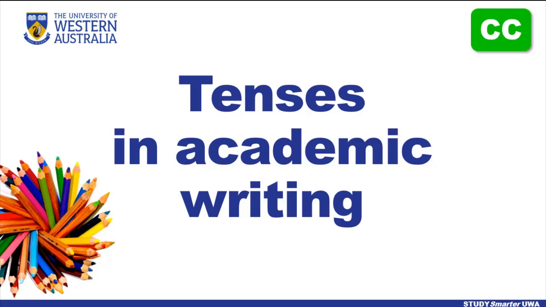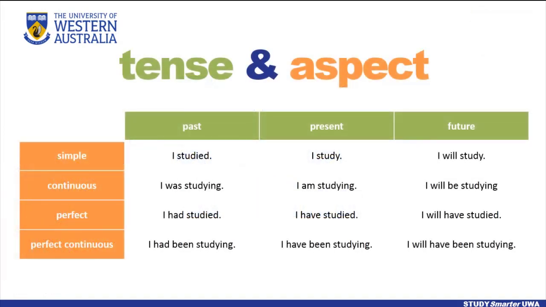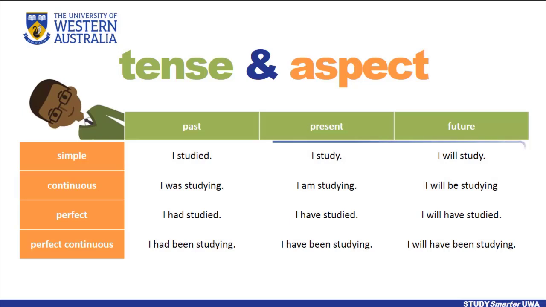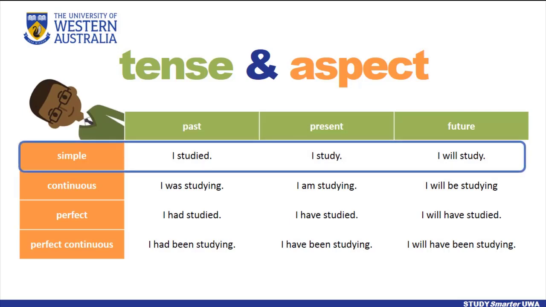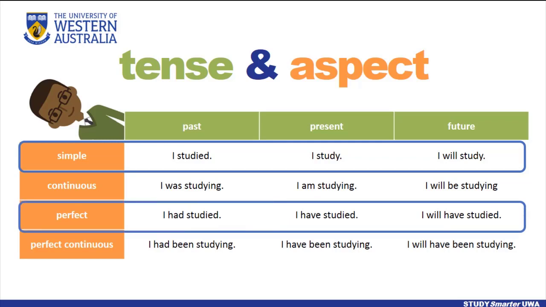This video focuses on how to use different tenses and aspects in academic writing. First, if you are unsure of what tenses and aspects are, or just want a quick refresher, watch Studysmarter's introductory video on these concepts. For the purposes of this video, however, all you need to know is that most academic writing uses the simple aspect, with the occasional perfect form, but continuous and perfect continuous forms are rare.